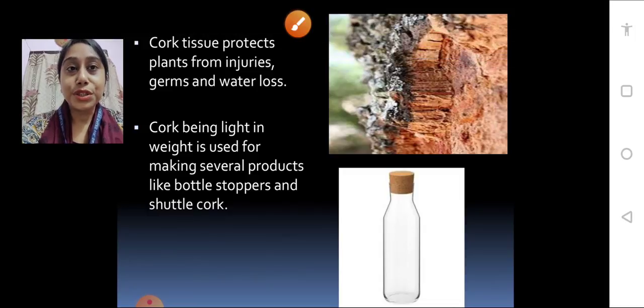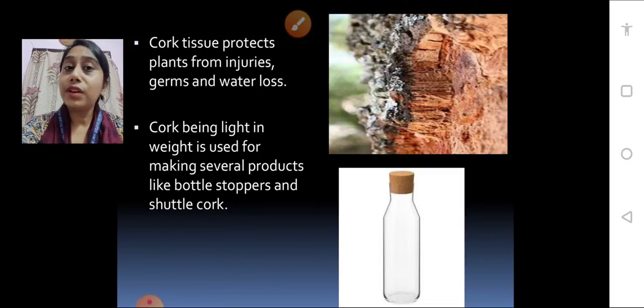Other than protection, these cork tissues protect the plant from injuries and germs as well as loss of water, like the epidermis in leaf, same functions. These are dead tissues, and they are for protection from germs, from water loss as well as injury.